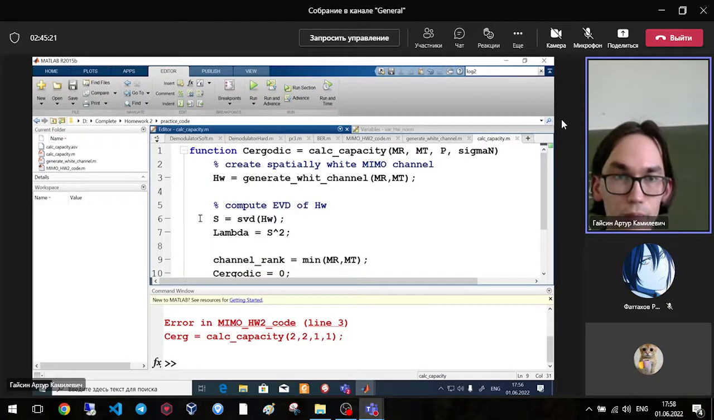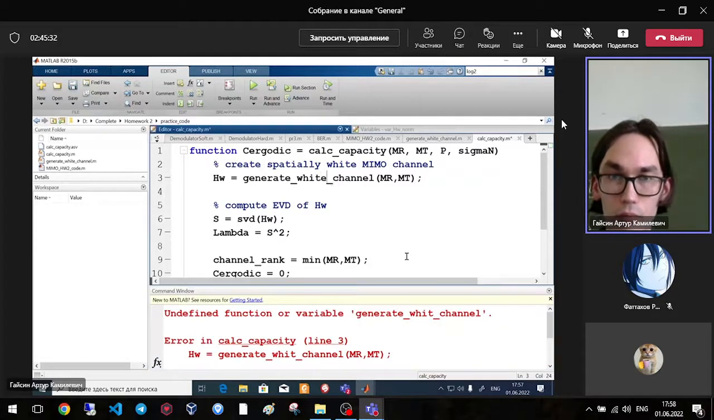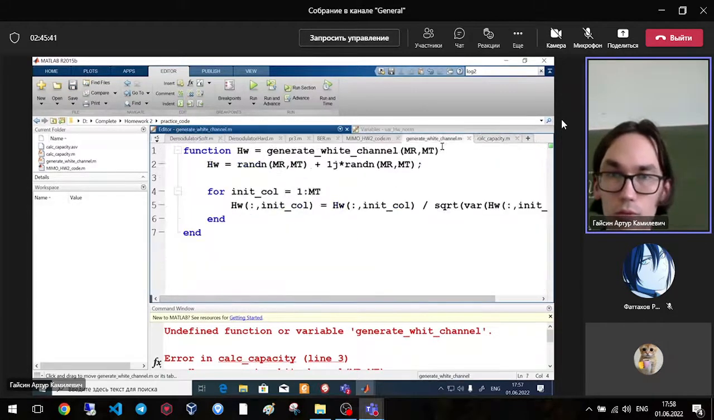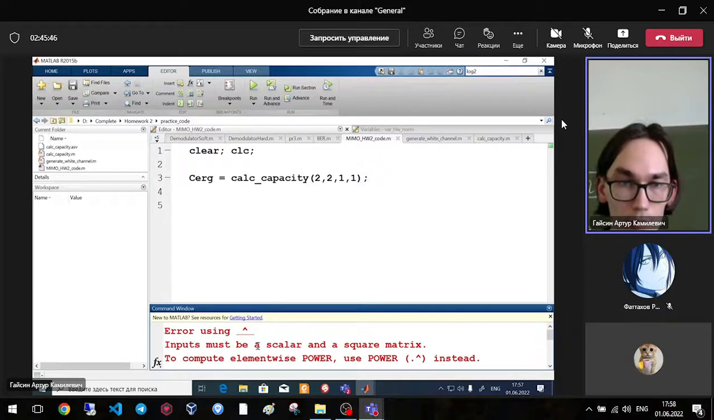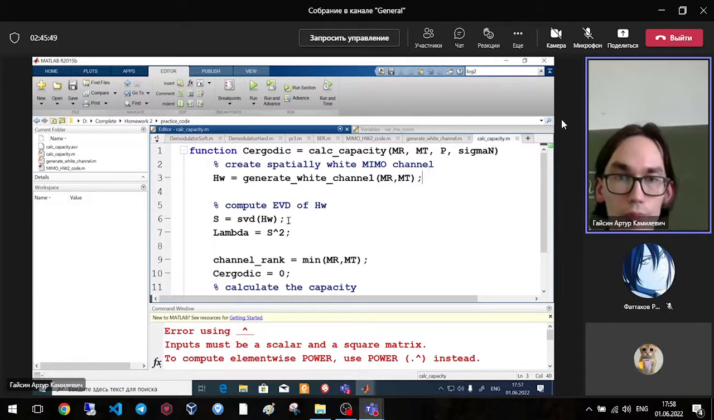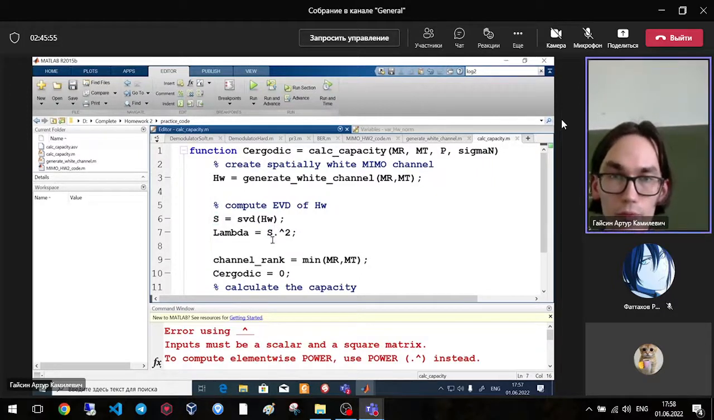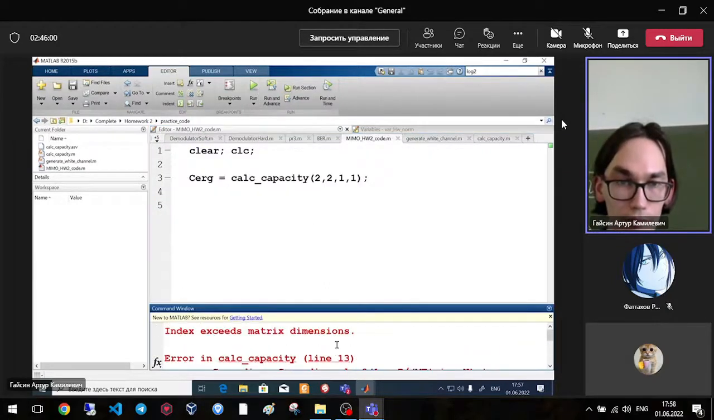Error in line 3, somewhere here. Yes, here we have it. Let's check it one more time. What we have also is the power. Yes, of course, because we have the matrix here. So we use it with dot and the power thing here.